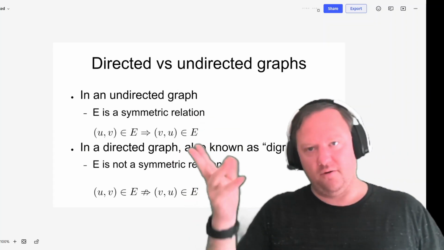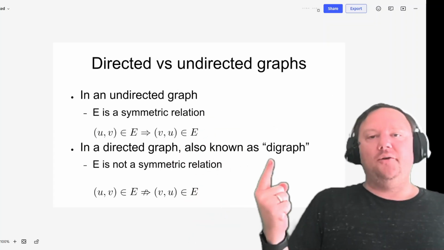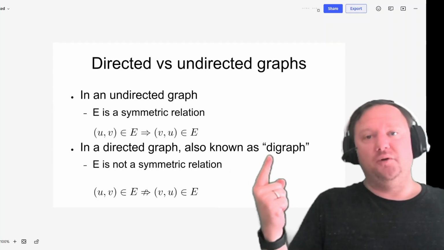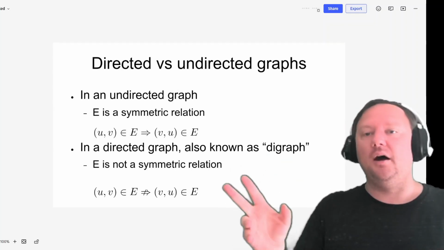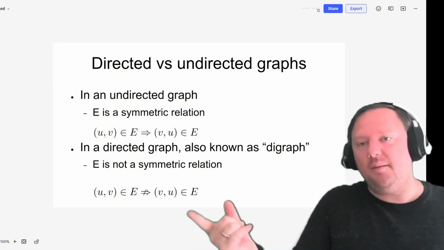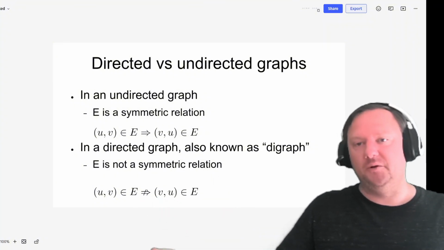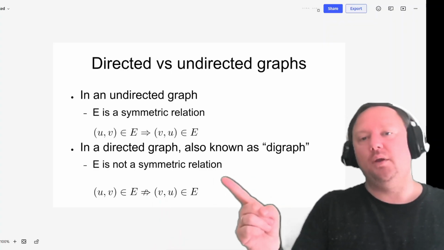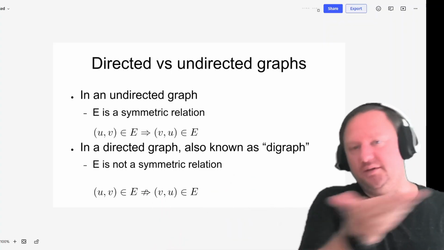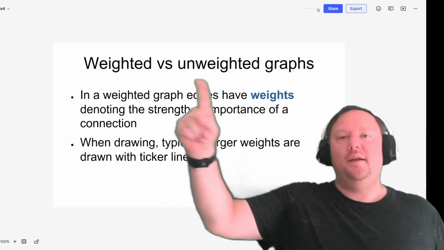U and V here are vertices. In a directed graph, also known as a digraph, short for directed graph, it may not be symmetric. You might have an edge running from vertex U to vertex V, but not necessarily the other way around, so this gives it a direction. Okay, then there are weighted and unweighted graphs.